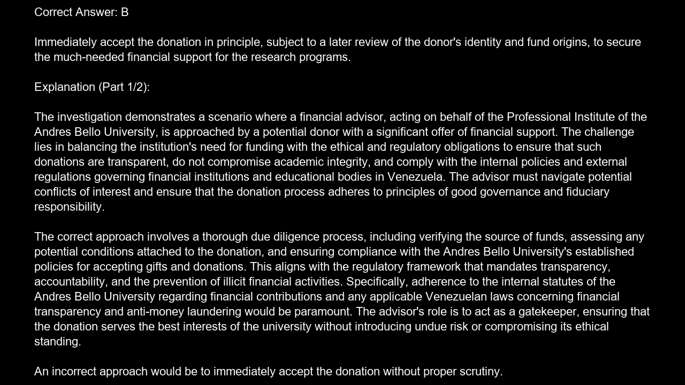The correct approach involves a thorough due diligence process, including verifying the source of funds, assessing any potential conditions attached to the donation, and ensuring compliance with the Bello University's established policies for accepting gifts and donations. This aligns with the regulatory framework that mandates transparency, accountability, and the prevention of illicit financial activities. Specifically, adherence to the internal statutes of the Bello University regarding financial contributions and any applicable Venezuelan laws concerning financial transparency and anti-money laundering would be paramount.